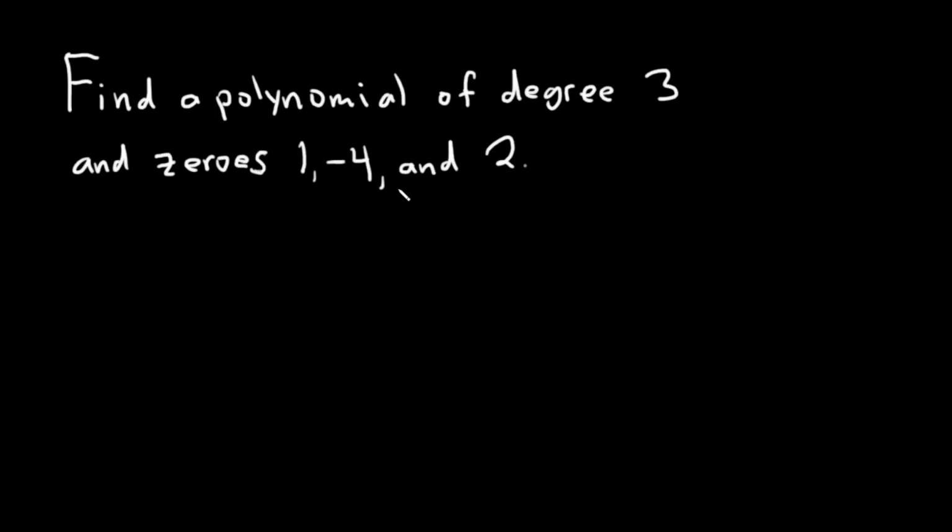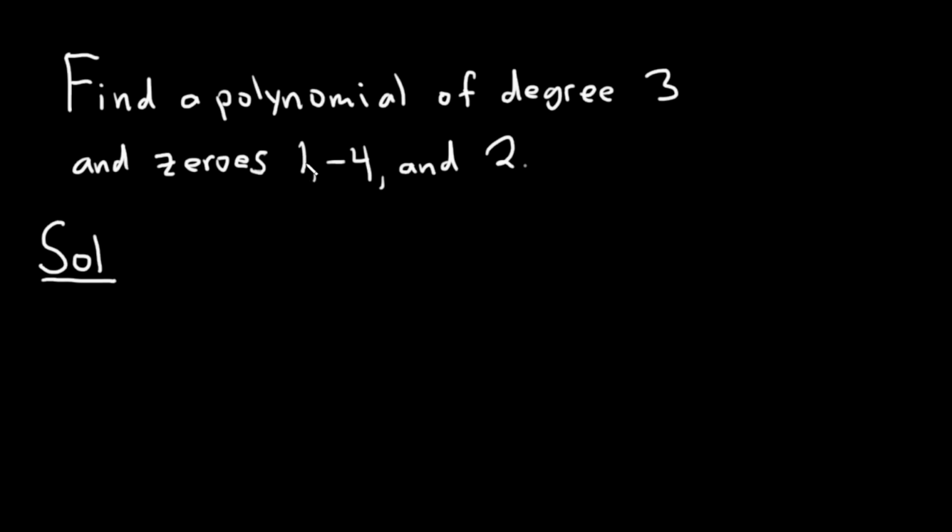Hi everyone, in this video we are going to do a math problem regarding polynomials. The question is to find a polynomial of degree 3 and zeros 1, negative 4, and 2. Let's go ahead and just quickly work through this solution.